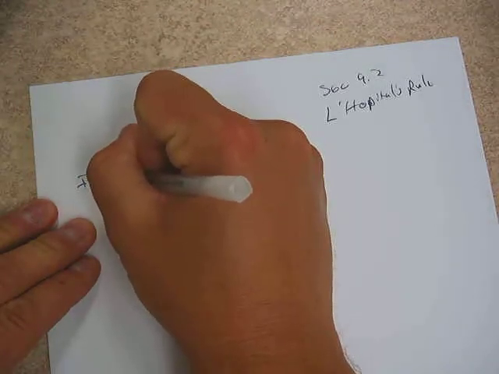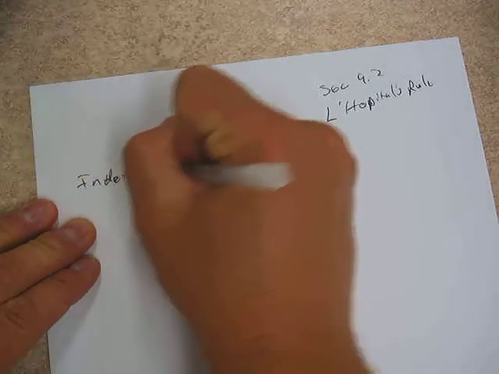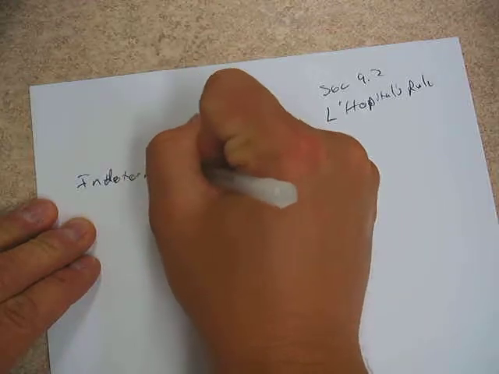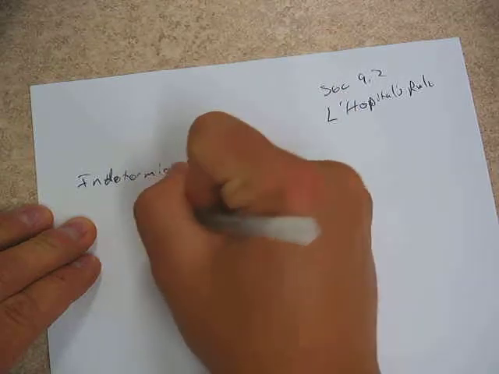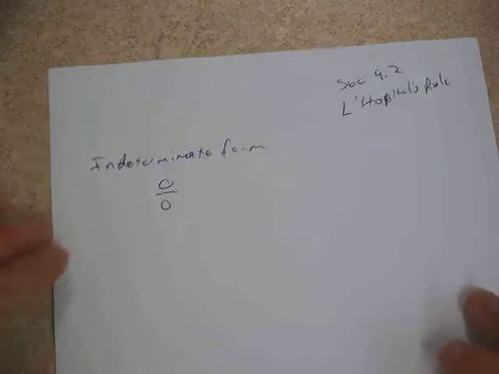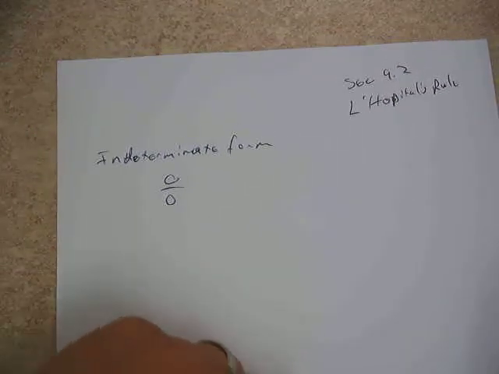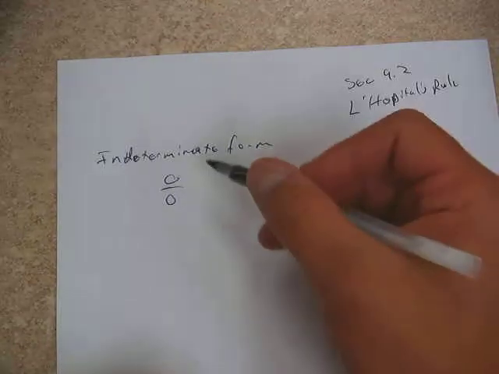And when we deal with an indeterminate form, we have several that we're going to encounter. And the first one is going to be of the form 0 over 0. Okay? What it boils down to is if we have something that's 0 on top and 0 on the bottom, we call that an indeterminate form.